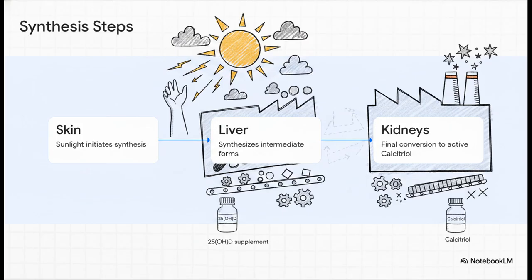Now, this step-by-step process is absolutely vital to understand in clinical practice. For instance, if a patient has chronic liver disease, well, their factory is broken at step 2, right? So they require a very specific 25-hydroxy-vitamin D supplement. But if a patient has kidney disease, their factory is broken at step 3, which means they must be treated directly with the fully active calcitriol.